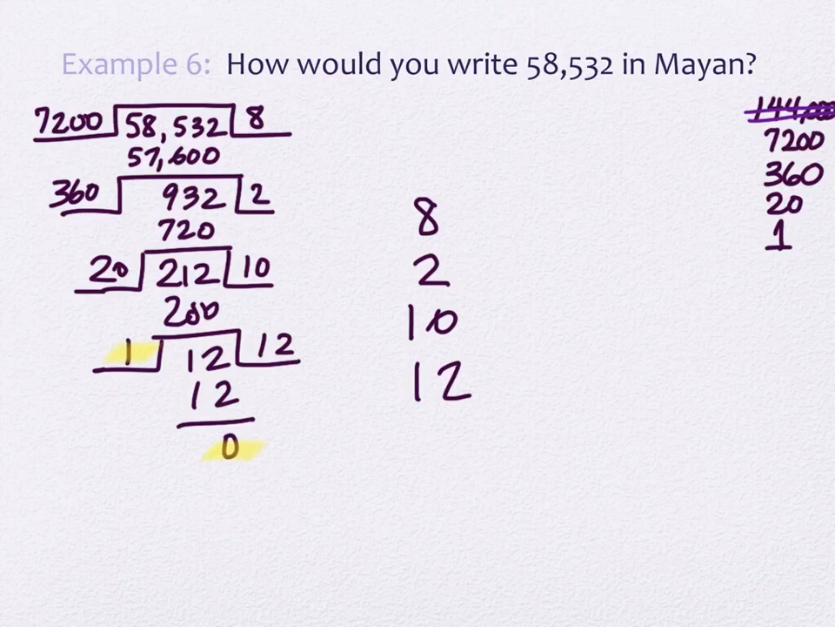How do I write an 8 in Mayan? Right, a bar and 3 dots on top. How do I write a 2 in Mayan? 2 dots. How do I write a 10 in Mayan? 2 bars. How do I write a 12 in Mayan? 2 bars on top of 2 dots. I said that wrong. 2 dots on top of 2 bars. Let's get that right.